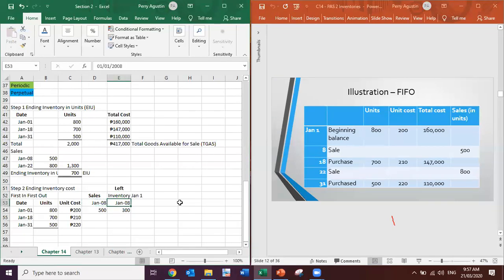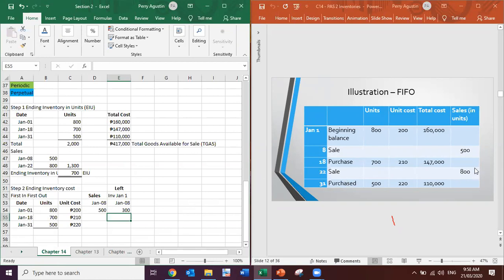What is actually left as of January 8 for our January 1 inventory? So as of January 8, how many inventories left for the January 1? So we still have 300. Did everyone get that? Raise your hands. All right, fantastic. So now let's move on to the next sale.